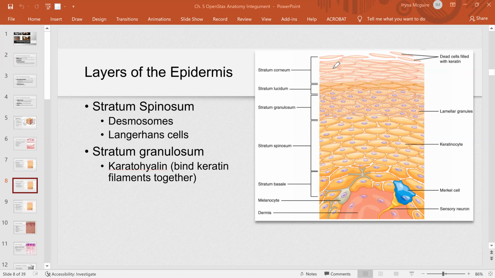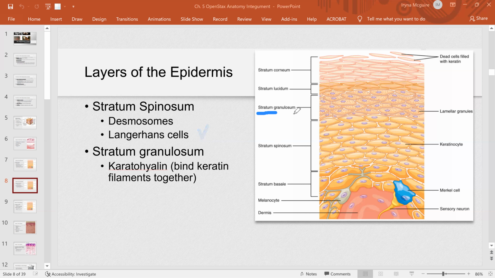But the closer you move to the surface, fewer and fewer living cells you have in the stratum spinosum, until you get to this. And oh, by the way, you have Langerhans cells, and those are macrophages. So you have macrophages over here in the stratum spinosum. It's a special type of macrophage called Langerhans cells.